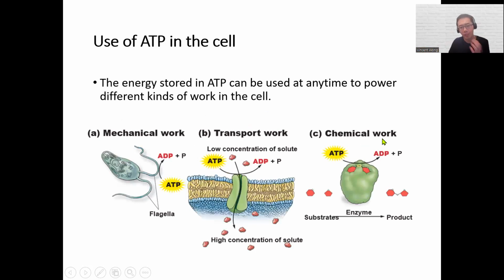What kind of things are we talking about? So, for example, mechanical work. If we are talking about a cell that has flagella, to move those flagella, you need ATP. To move anything in the body, you need ATP. And moving your muscle, that requires ATP, right? Beating of the heart, right? To talk, right? All those movements, we call that mechanical work. Physical movement.